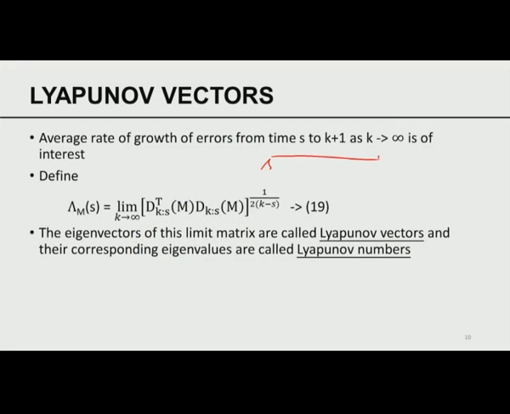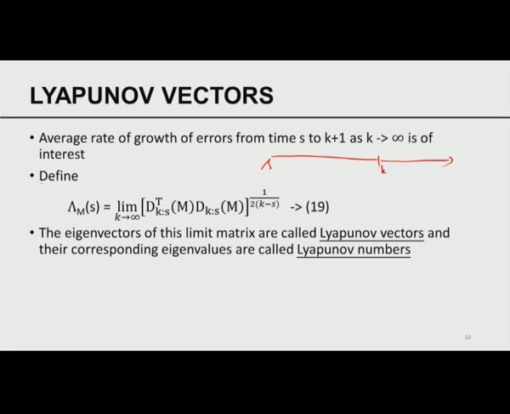So the interest now goes to analyzing what is the average rate of growth of errors. That is important. Given s as a starting point, fixed, and this is k, I would like to go to infinity. So from a fixed starting point, if I want to make forecasts for asymptotically large values of time, over that time what is the average rate of growth of errors as seen through the model?